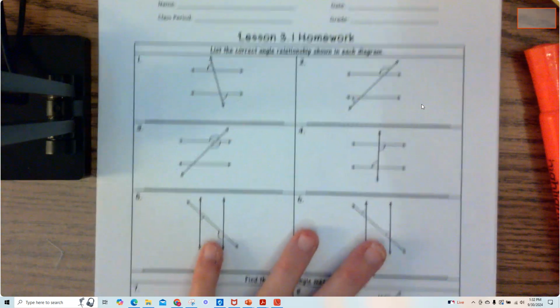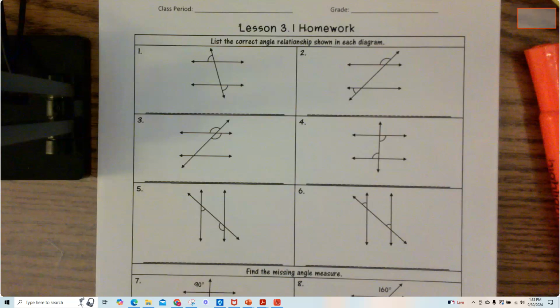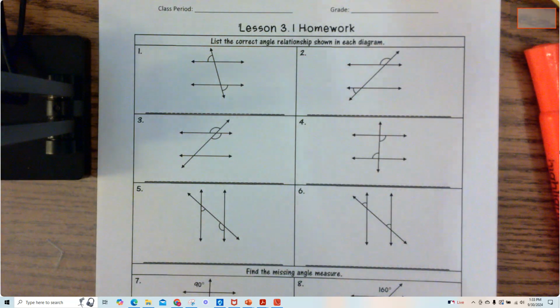All right, this video is for the lesson 3.1 homework. We are naming angle pairs when we have parallel lines and a transversal. All right, so always decide first, are they inside or are they outside?